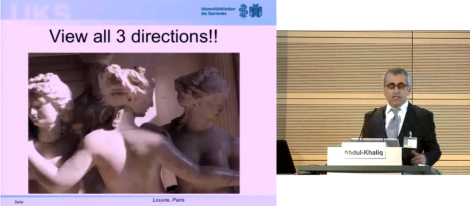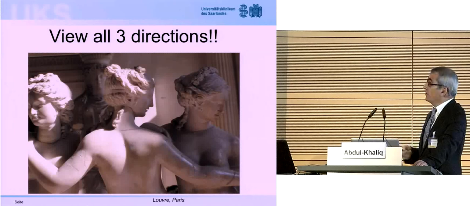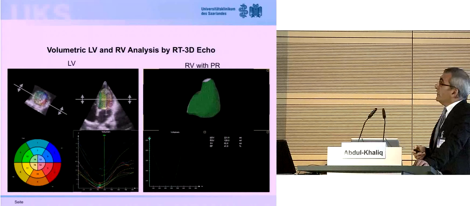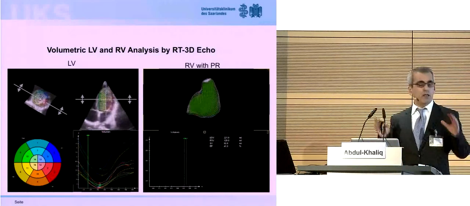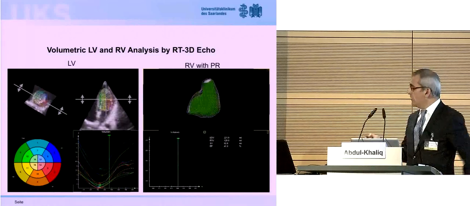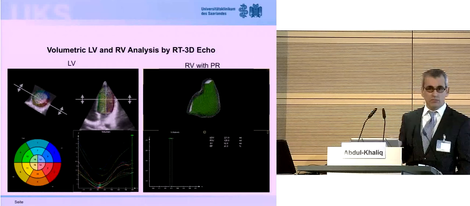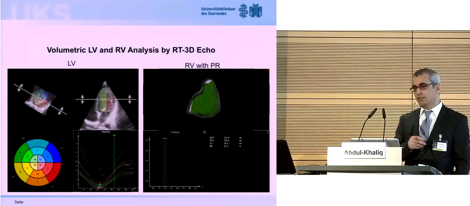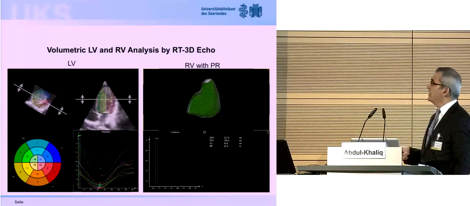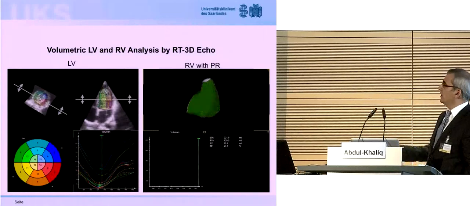So concerning 3D, it is better, of course, to look in a three-dimensional way and to look in all directions. And now the method is established, I can say, for the left ventricle very well. Measuring left ventricular volumes and ejection fraction by 3D is completely comparable to MRI, and there are a lot of studies comparing these methods. And you can also compare the regional volume change in these patients.